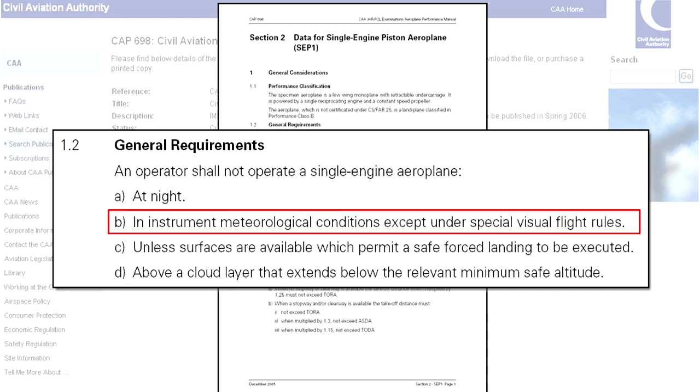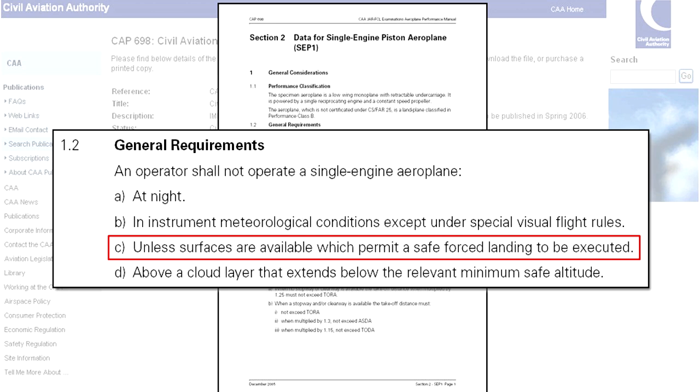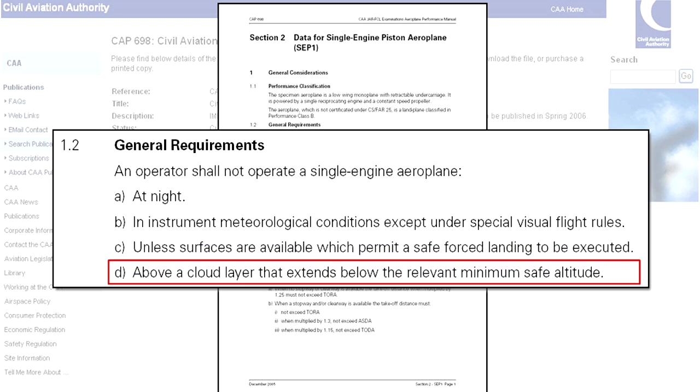The second, that the aeroplane must not be operated in instrument meteorological conditions, except under special visual flight rules. The third is that this aeroplane must not be operated unless suitable surfaces are available en route, which permit a safe forced landing to be made should the engine failure occur at any point on the route. And lastly, that this type of aeroplane must not be operated above a cloud layer that extends below the relevant minimum safe altitude. The reason why this latter regulation exists is quite easy to understand. If the engine were to fail during these conditions, it would be almost impossible for a pilot to be able to see the landing surface, and therefore impossible for the pilot to carry out a safe forced landing.